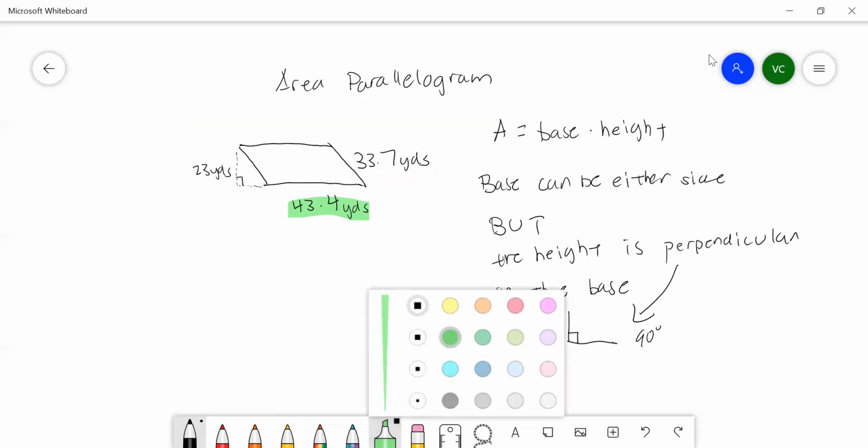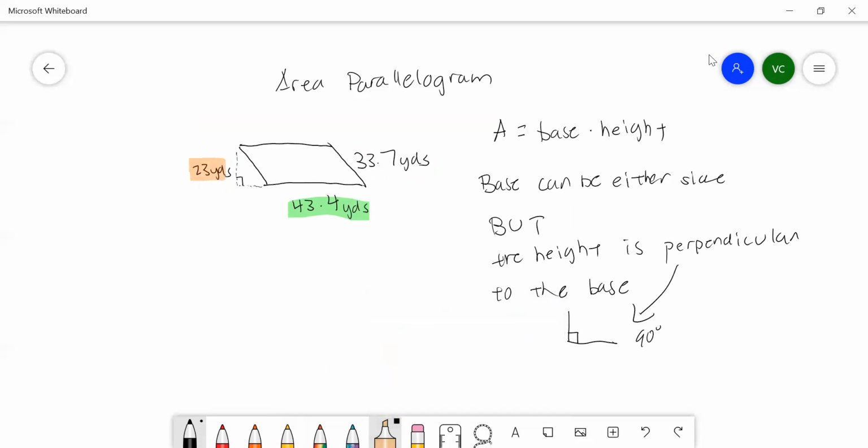The height was 23. And so then the area is just going to be 23 times 43.4. Let me do that. 23 times 43.4, do it yourself, calculator. It's going to be 998.2 square yards. That's it.